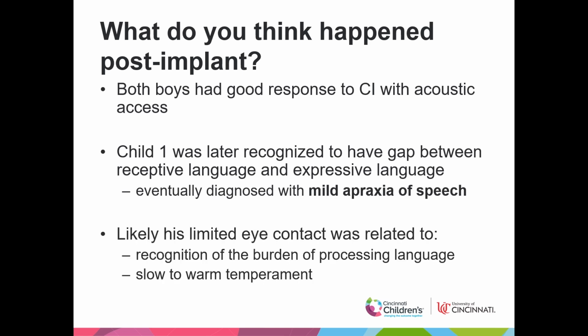The first child eventually kind of took off on their comprehension, but their expressive language was delayed, and so he was diagnosed with apraxia. And probably, in retrospect, it was that he kind of recognized, if I'm looking at you, you're going to want to respond, and I'm not sure what to do. And he was also a slow to warm kid, so that kind of, I'm going to watch before I jump in temperament.